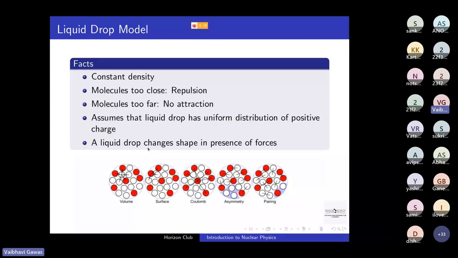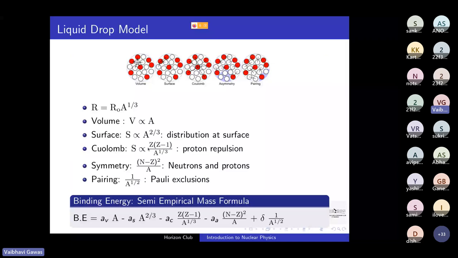So we start with our usual assumption that R equals R naught times A raised to 1 by 3. R naught is about 1.2 femtometers, and R is directly proportional to the cube root of the atomic mass number. Volume, which is proportional to R cubed, is then proportional to the mass number A.